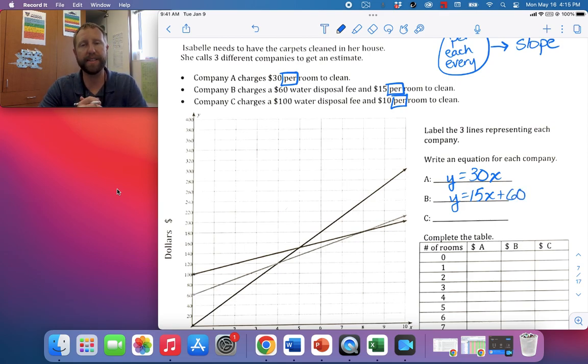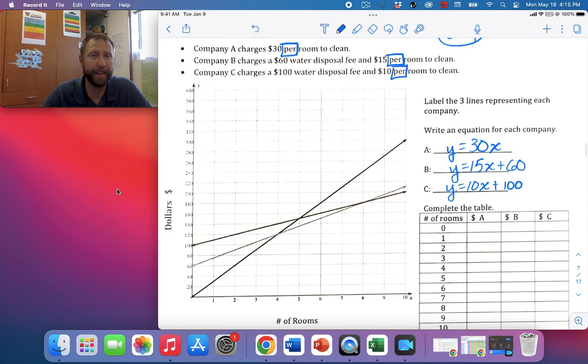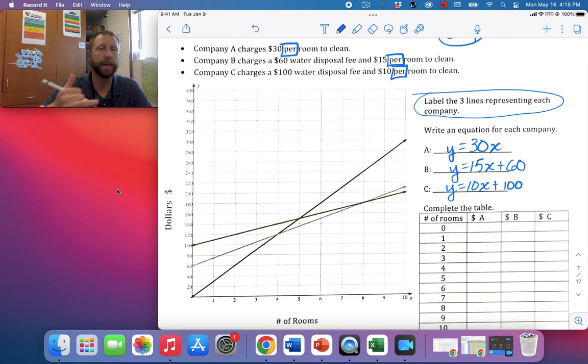And then for company C, again, there's that word per. I know right away my slope is 10. But they have that additional fee of $100. So that is your y-intercept. Okay. Now, that makes labeling these lines, so this part right here, way easier. If I know the equation for each company, it's going to make it that much easier to match up with the lines there.